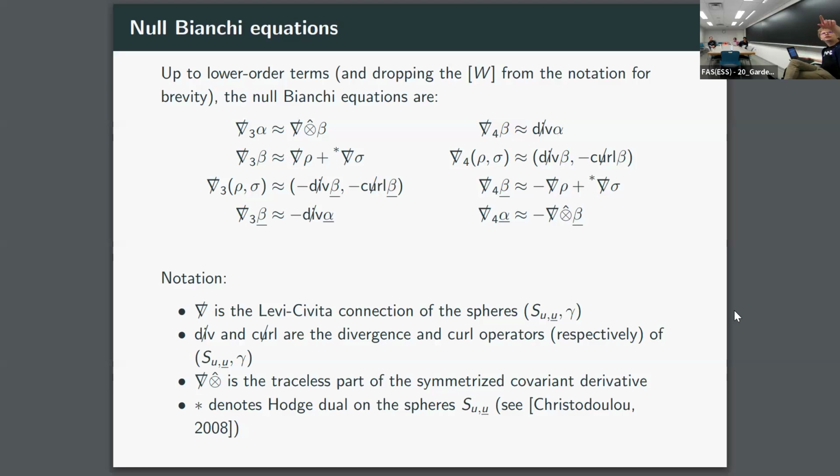This thing that appears in the first equation, nabla3 alpha, on the right-hand side, is just going to be the symmetrized covariant derivative of beta, but its traceless part. And star will denote a Hodge dual with respect to the spheres. But really, the details here aren't crucial. What's crucial is that you have propagation equations, so a null derivative in the E3 or E4 directions on the left-hand side, and then spherical first-order differential operators on the right-hand side.